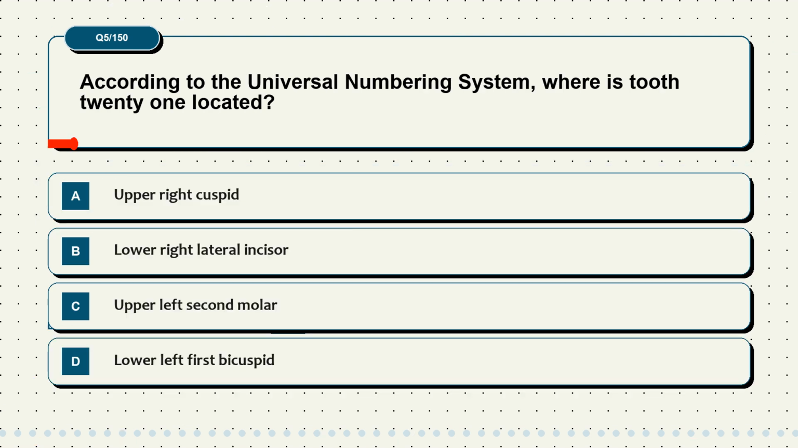Question 5. According to the universal numbering system, where is tooth 21 located? Here are the options. Option A. Upper right cuspid. Option B. Lower right lateral incisor. Option C. Upper left second molar. Option D. Lower left first bicuspid.